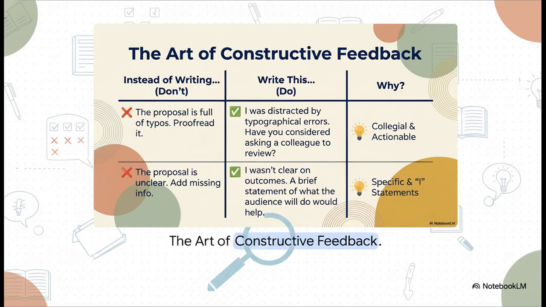Instead of writing a blunt, directive comment like, "The proposal is full of typos, proofread it," try reframing it using I statements. You could write, "I was distracted by typographical errors. Have you considered asking a colleague to review?" Instead of saying, "The proposal is unclear," write something like, "I wasn't clear on outcomes. A brief statement of what the audience will do would help." See the difference? This approach remains collegial, specific, and most importantly, highly actionable.